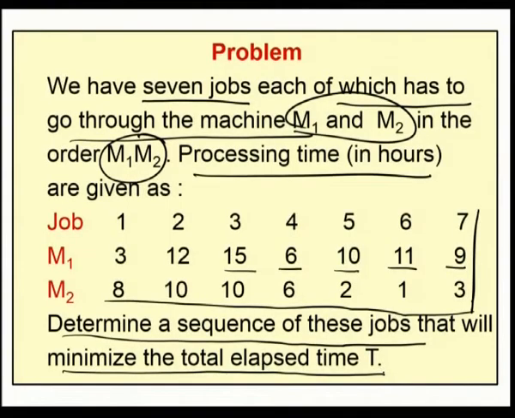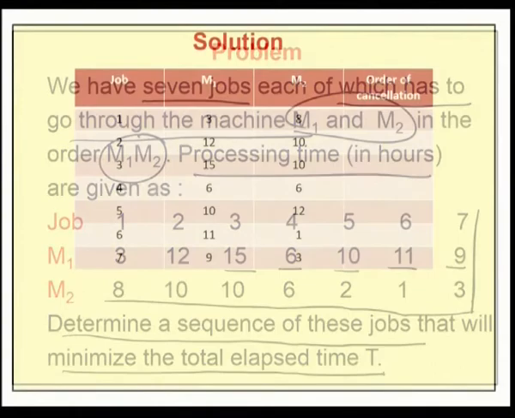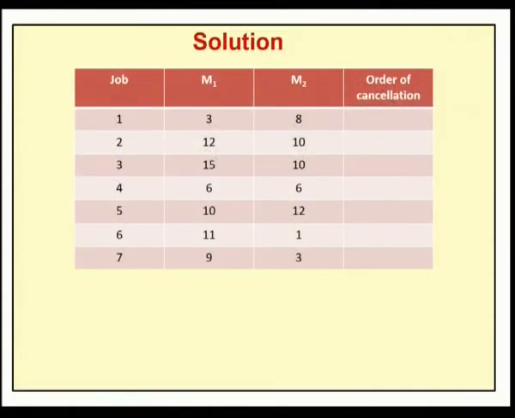The processing order is M1, M2. Now we have to find the optimal sequence for the given problem. In order to find the optimal sequence, first we tabulate the given jobs and each machine's processing time. Now with the help of the algorithm, first we have to determine the optimal sequence for the given problem. So first we will construct the optimal sequence for the given jobs.